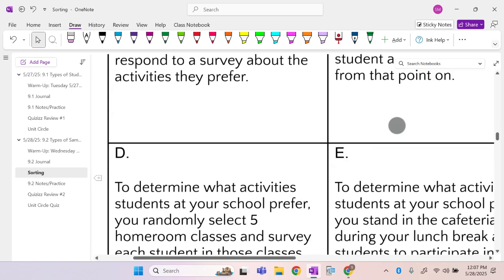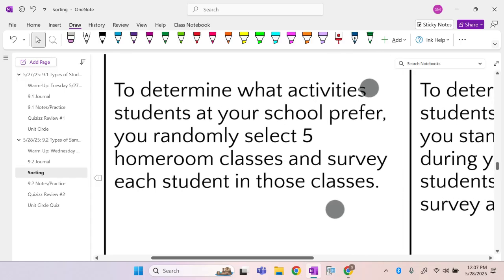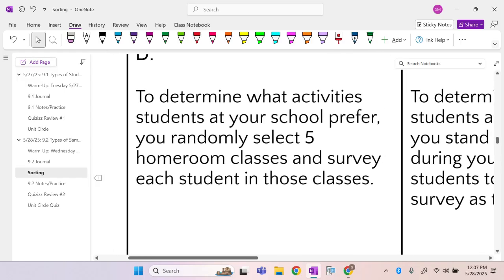All right. Let's do this one. So to determine what activities students at your school prefer, you randomly select 5 homeroom classes and survey each student in those classes. What type of sample is that? So you randomly select 5 homeroom classes and survey each student in those classes. What type of sample is that?